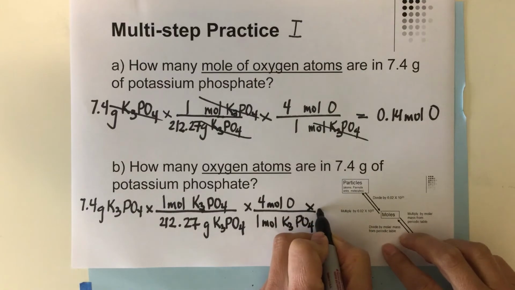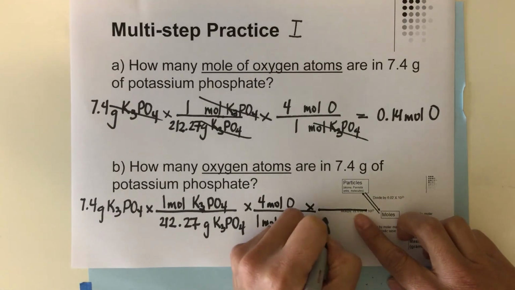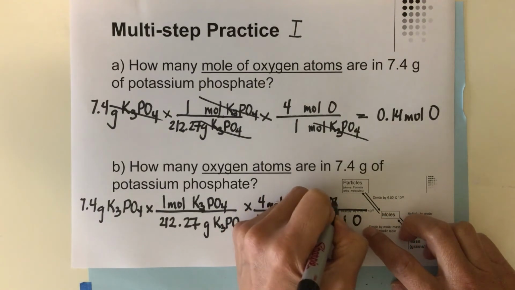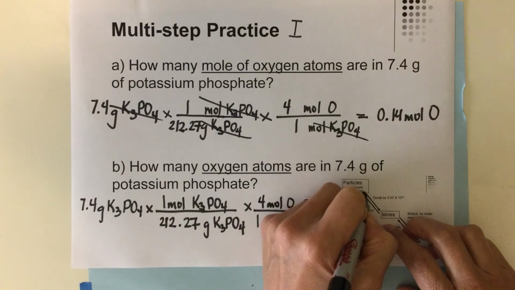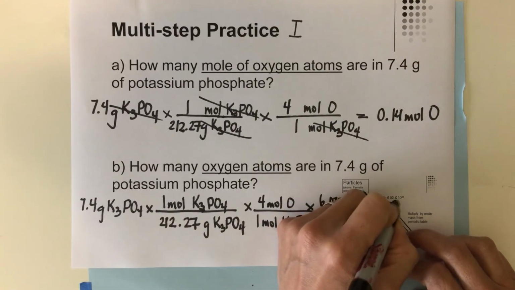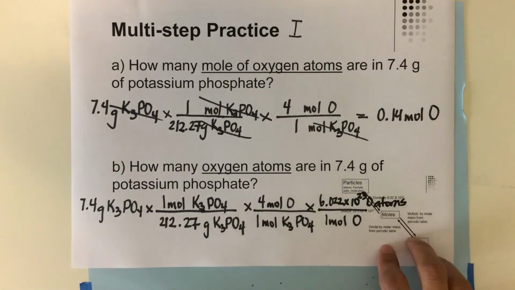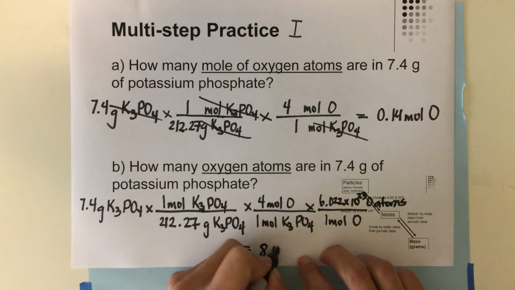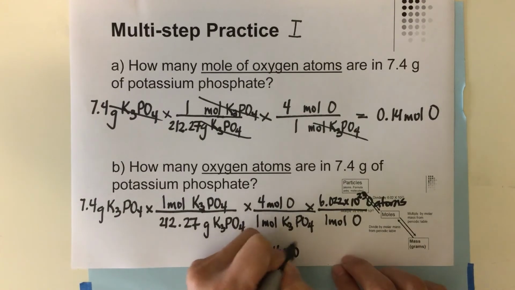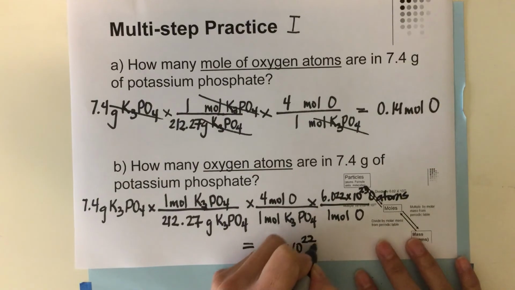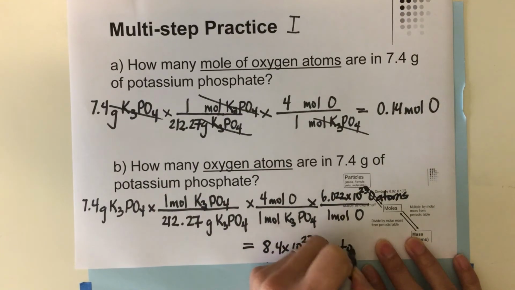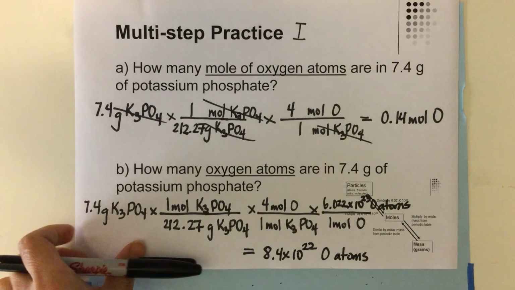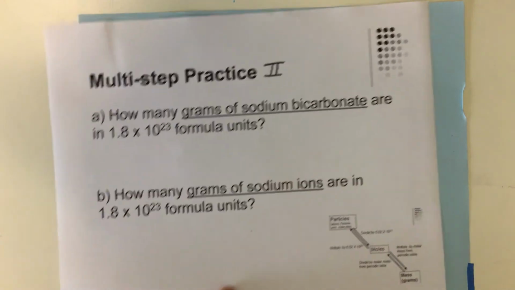And now we take it one step further, and we're going to say that 1 mole of oxygen has 6.022 times 10 to the 23rd O atoms. Okay, we multiply it all, and you get an answer equal to 8.4 times 10 to the 22nd oxygen atoms, or atoms of oxygen. You can reverse that if you like. All right, this is the last problem, so let's go ahead and look at it.